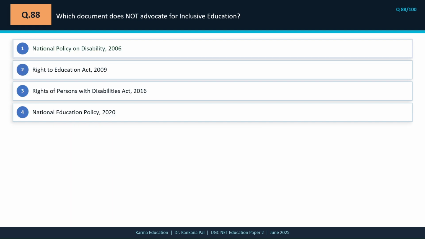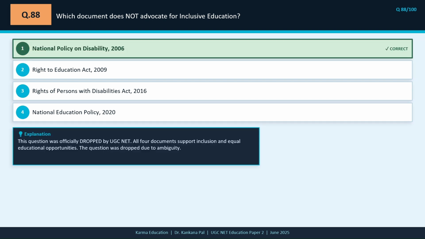Moving on to question number 88. Which of the following document does not advocate for inclusive education? Option 1, National Policy on Disability, 2006. Option 2, Right to Education Act, 2009. Option 3, Rights of Persons with Disabilities Act, 2016. Option 4, National Education Policy, 2020. This question was officially dropped by UGC NET. Well, all four documents support inclusion and equal educational opportunities. Because of ambiguity in the question, UGC NET dropped it from evaluation.